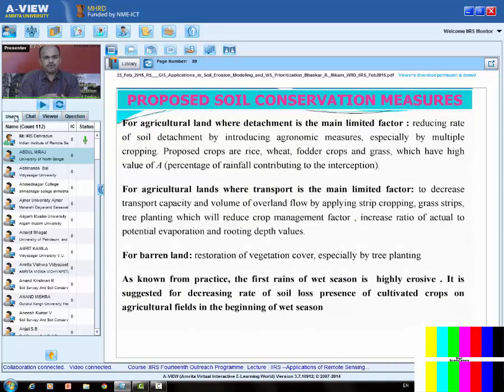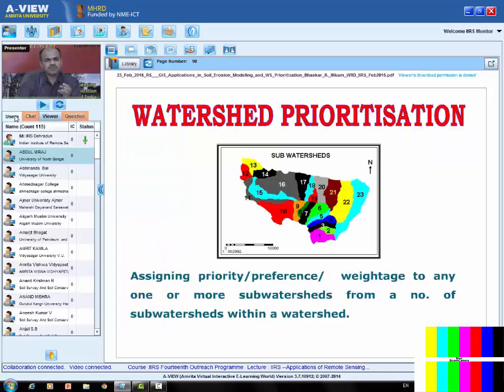Now, why we have done this? Because maybe you have funds or resources available to conserve your soil, but they may not be available for the entire watershed. So you may have limitation in resources, in fund or time, or you may have some particular objective, so you cannot apply those conservation measures for the entire watershed. So you have to decide which are the sub-watersheds or villages or spots where, if I apply the conservation measures, I will get maximum output. And this process is called watershed prioritization.